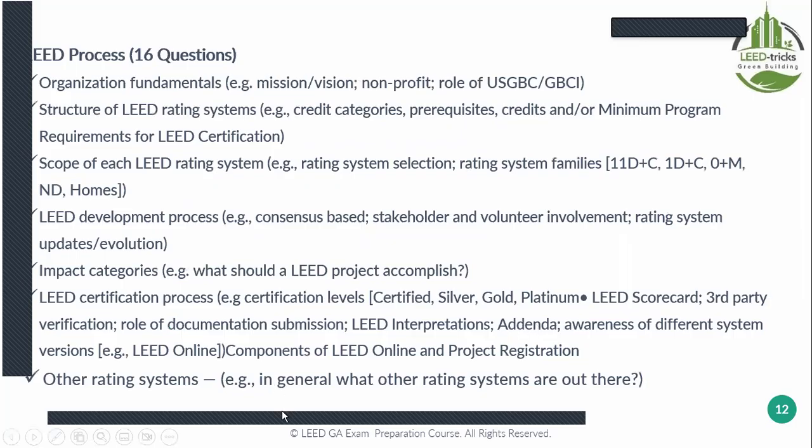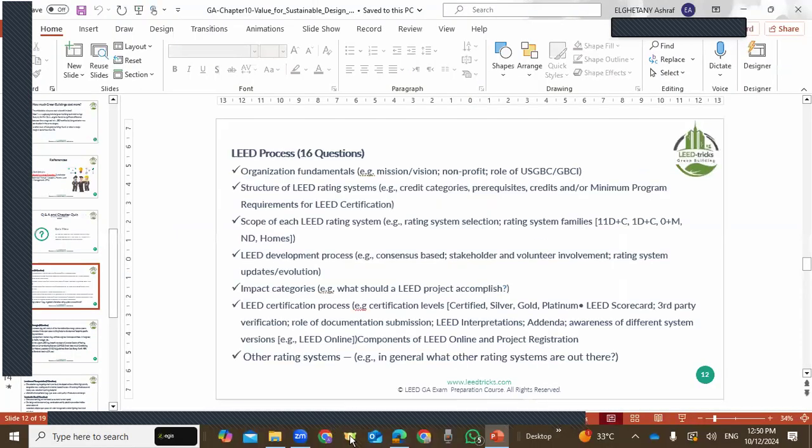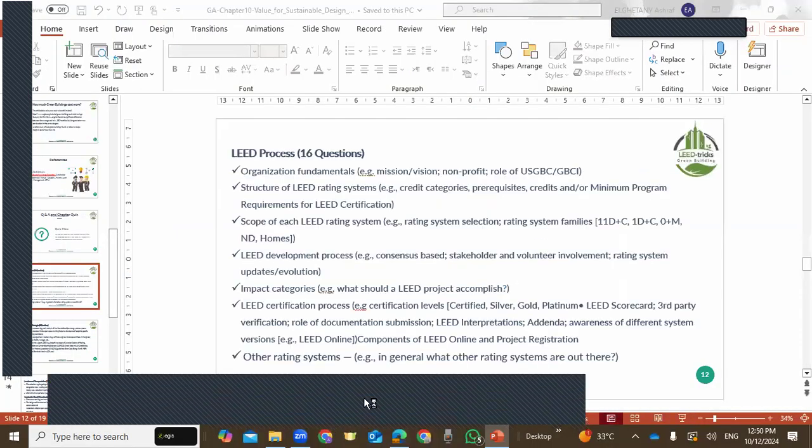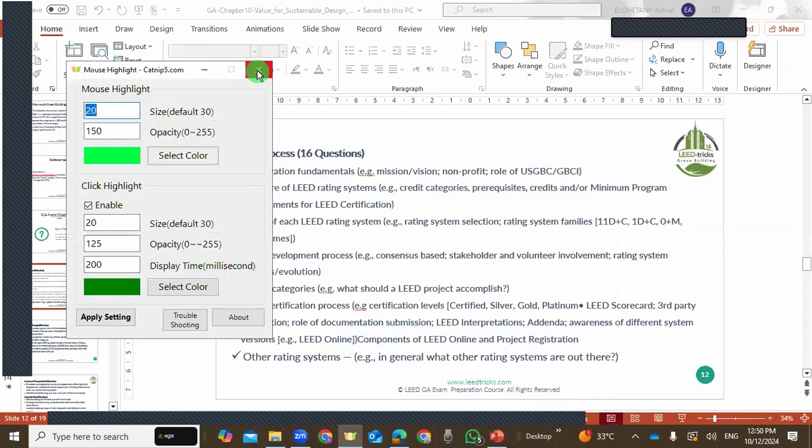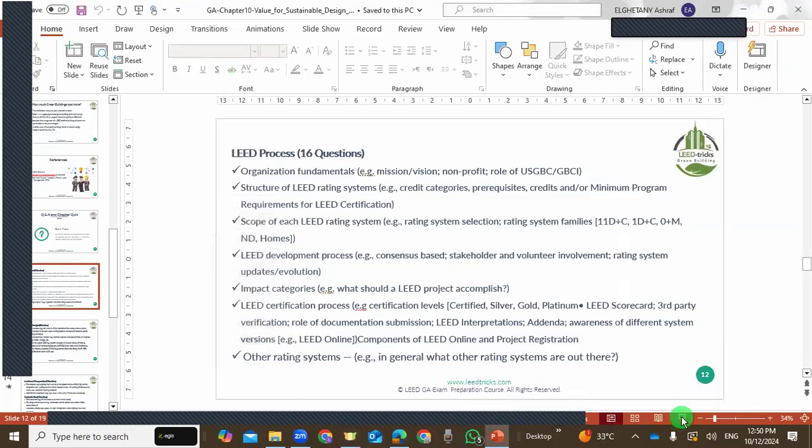Okay, let's speak now about the exam. The exam will come to you in LEED process. You remember the LEED process part, 16 questions. The questions will be covering organizational fundamentals like USGBC and GBCI, which include the mission, vision, and so on. So you need to know what is USGBC, what is GBCI, because you will be part of these organizations, and you need to communicate with these organizations. Okay, this is one.